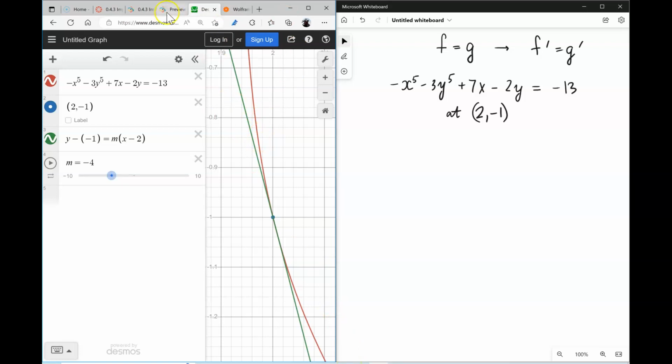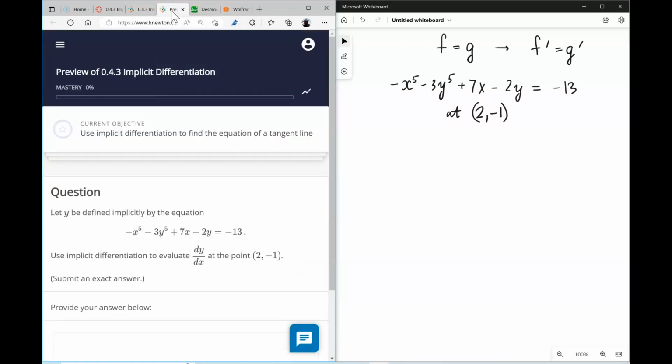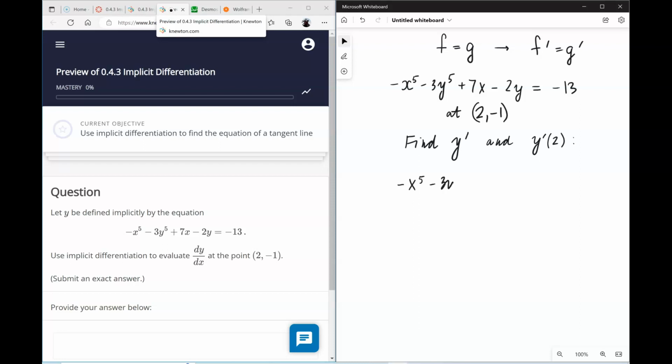So again, intuitively we know what the answer should be, but analytically, how do we approach this problem? Well, we have to find the derivative. So we have to find y prime and evaluate it when x equals 2. That's the task. And to find the derivative of this function defined implicitly, we simply are going to treat both sides of this equation, or definition of the implicit function, as functions, and we're going to differentiate both sides and follow the rules of differentiation.